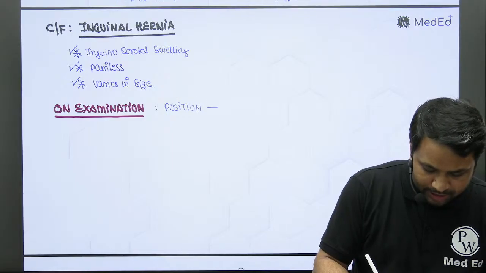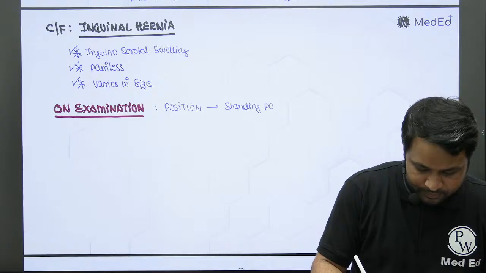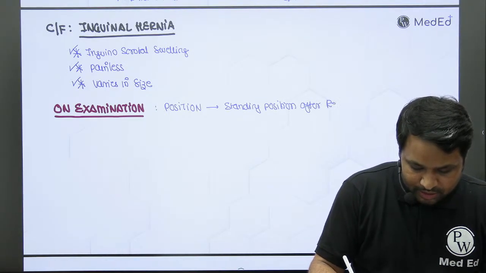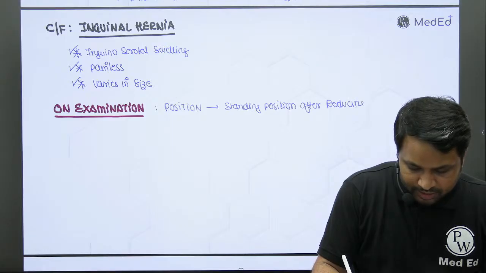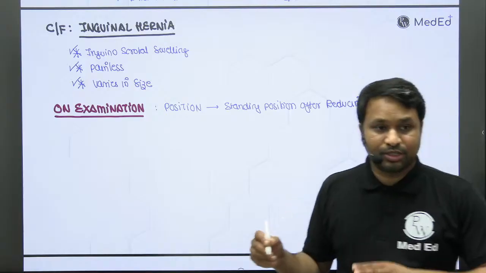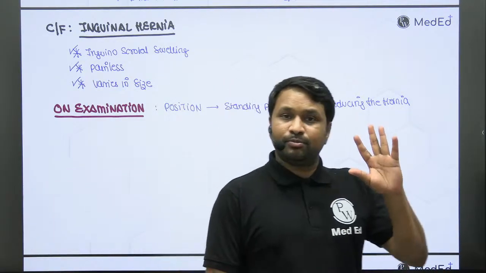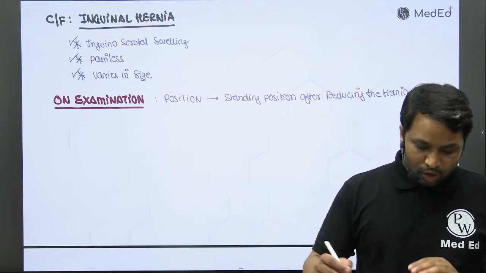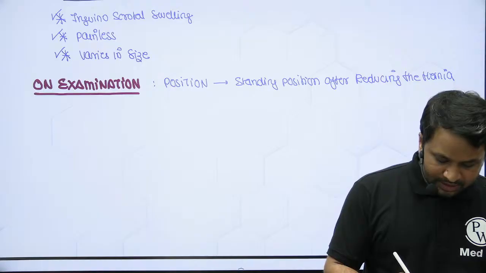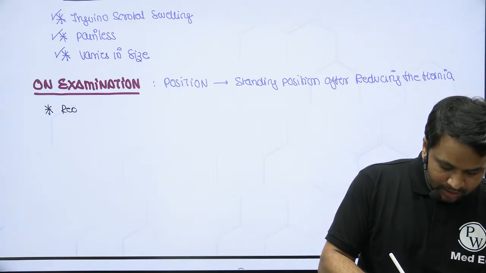Remember, hernia should ideally be examined in a standing position, after reducing the hernia. Now remember, hernias are usually reduced in a supine position. That's also an important thing, ठीक है। hernia का reduction जो है supine में होगा, लेकिन examination will be in a standing position. So on examination, what are the findings that I'm going to get? The first finding I will see, as soon as I see that inguinoscrotal swelling, is that it is going to be a reducible swelling.